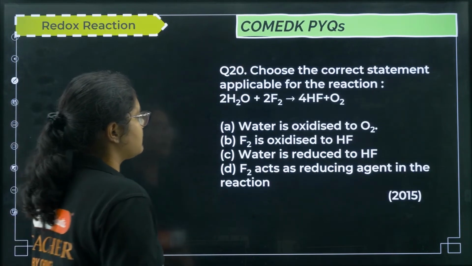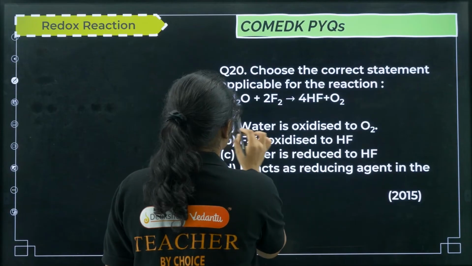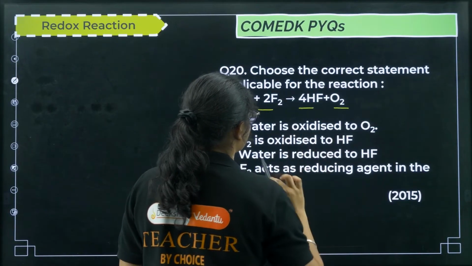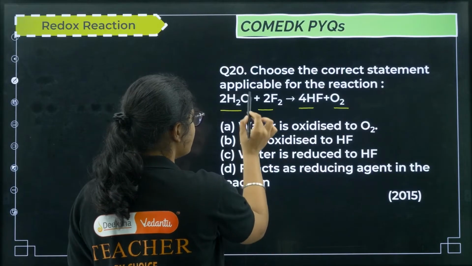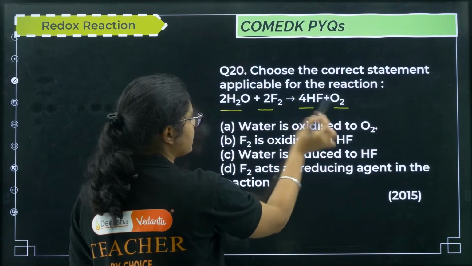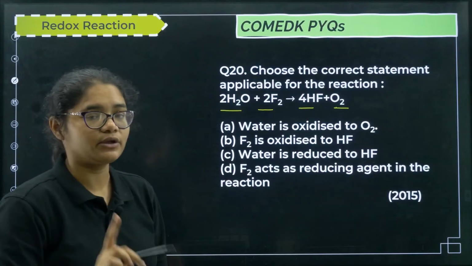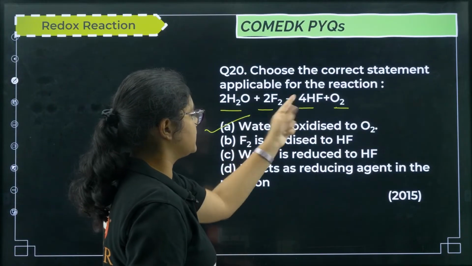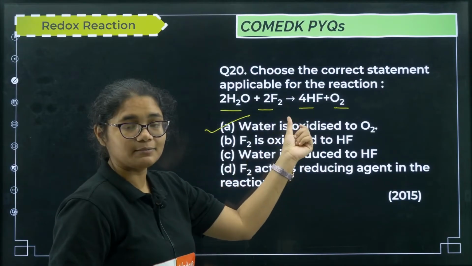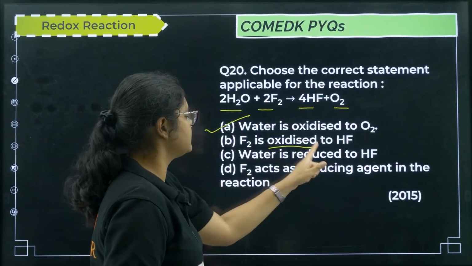Next, choose the correct statement applicable for the reaction 2H2O + 2F2 → 4HF + O2. Water is oxidized to O2. You can see water to O2, removal of hydrogen has taken place, so water is undergoing oxidation. This is the correct statement. F2 is oxidized to HF. In F2 hydrogen is added, that means it is undergoing reduction, so this is wrong.